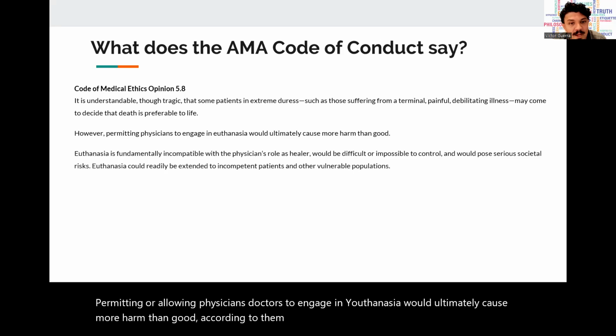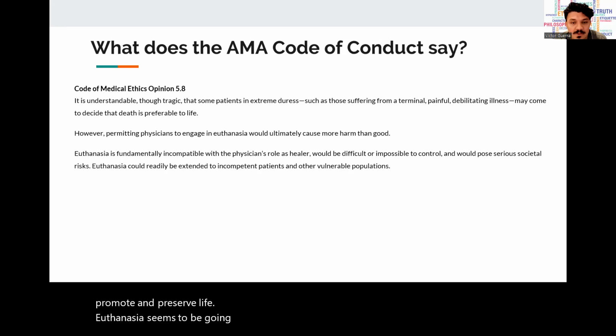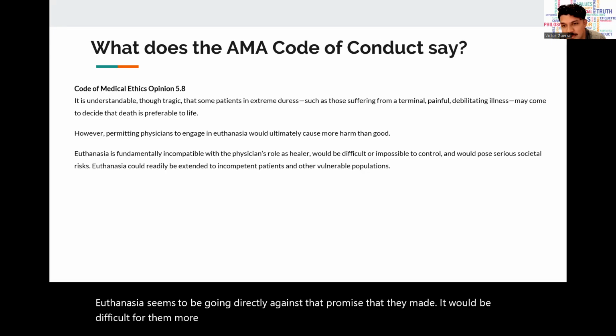Euthanasia is incompatible with the physician's role as a healer. Remember, doctors take a Hippocratic oath, which says that they should always promote and preserve life. Euthanasia seems to be going directly against that promise that they made. It would be difficult, furthermore, or impossible to control, and will pose serious societal risks.